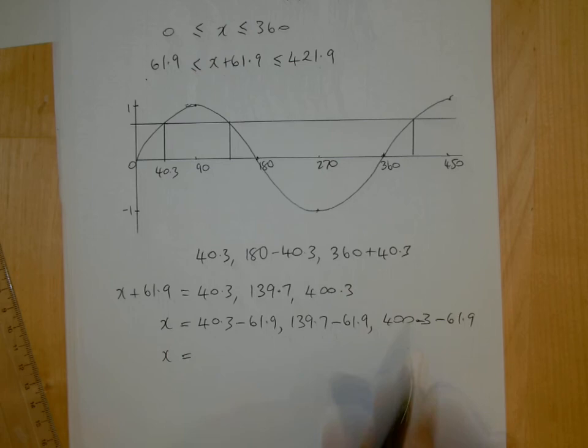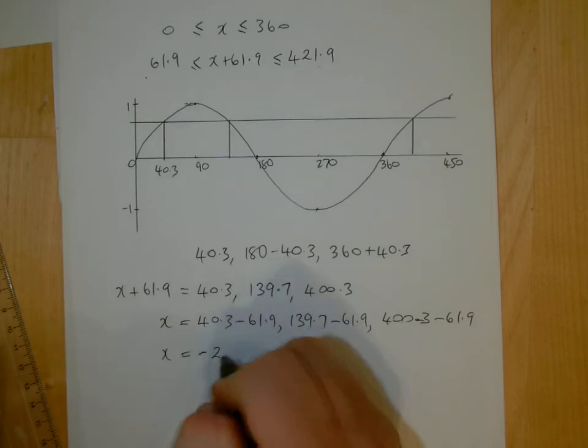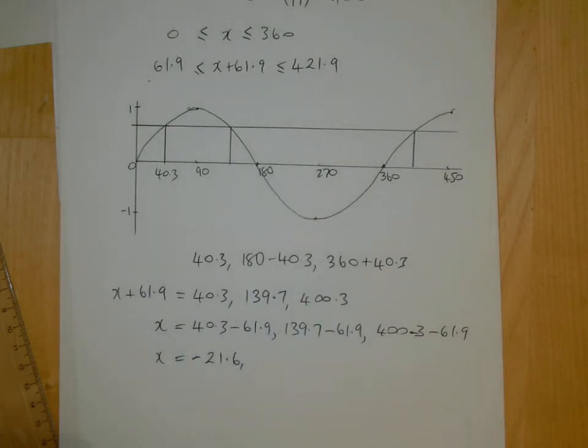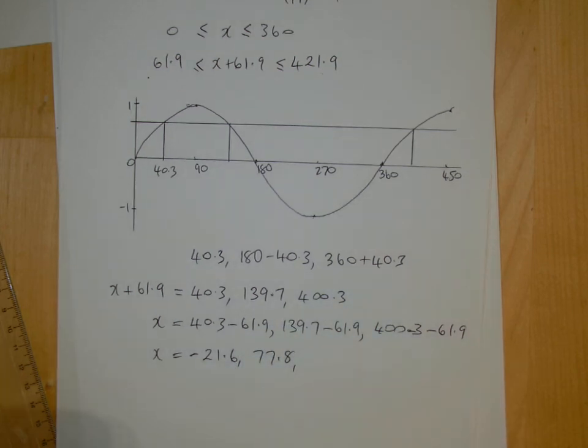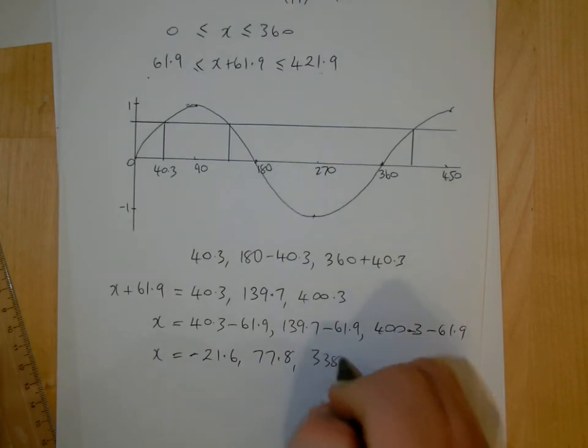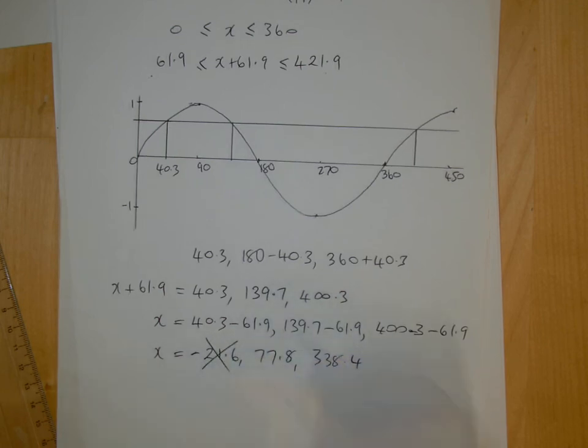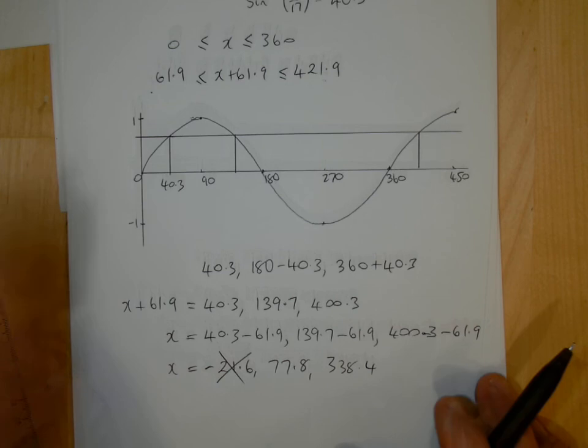So I get minus 21.6, 77.8, and 338.4. Now clearly we can dismiss that one, but the other two lie between 0 and 360. So there are our solutions.